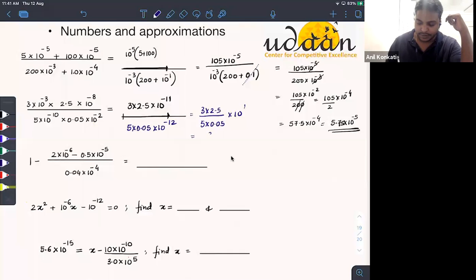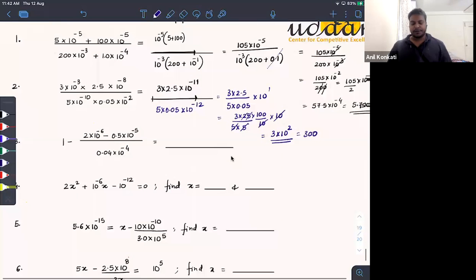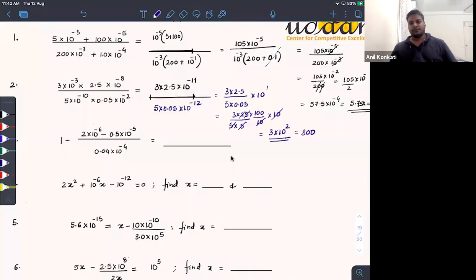Hence you will have this as 3 into 2.5. I write this as 25, and 0.05 I write as 5. So I'll get this as 100 divided by 10 into 10. So this 10 is cancelling. So I'll have this as 25 get cancelled here. So we'll have 3 into 10 raised to power of 2. Or simply I can write it as 300. So that is the answer you will get. Let me know if you have any doubt there.